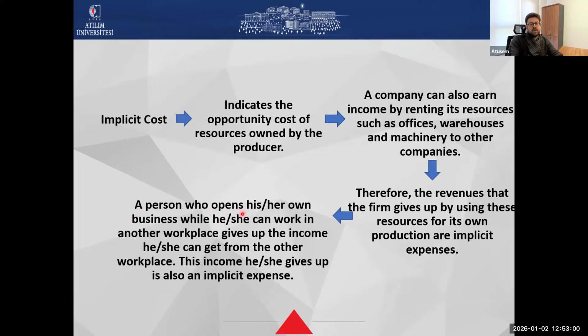A person who opens her own business while she can work in another workplace gives up the income she can get from the other workplace. This income she gives up is also an implicit expense. That means, for example, I decide to open a new factory. For opening that factory, I give up my job. So I give up my gain. So that given-up income shows my implicit cost or expense.